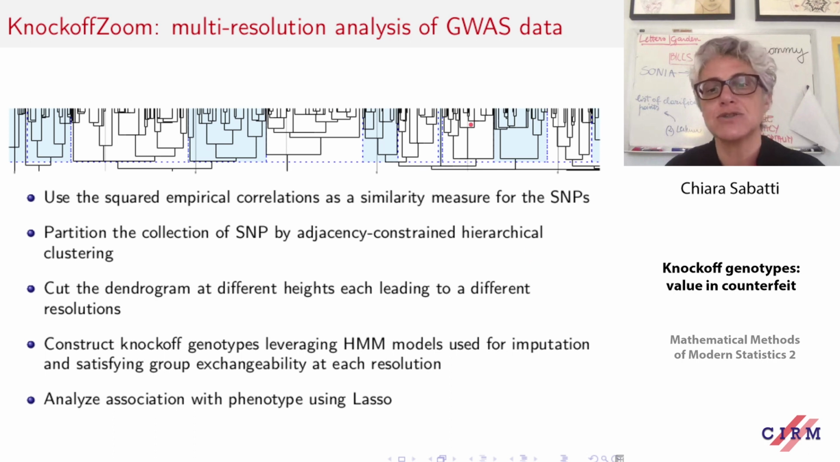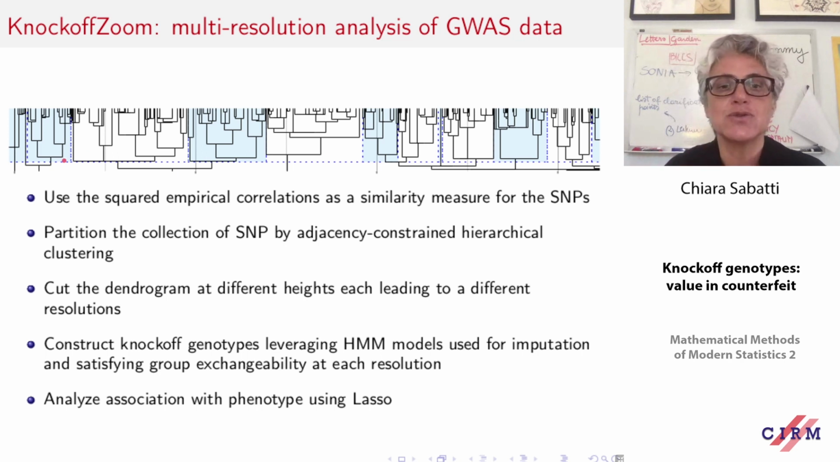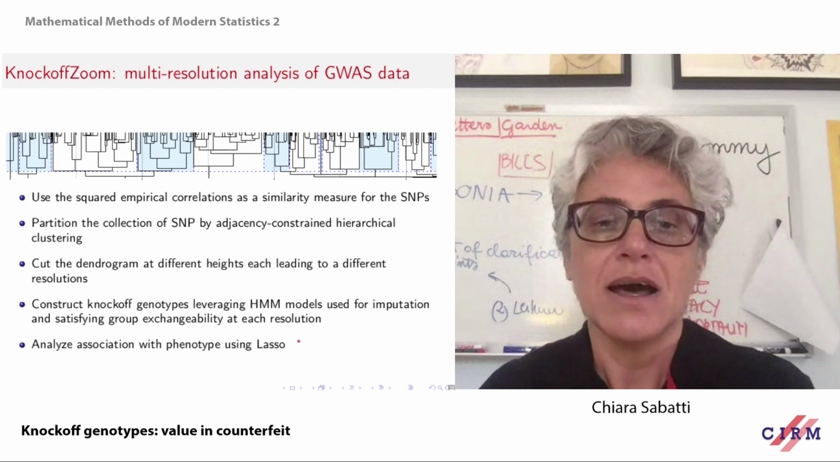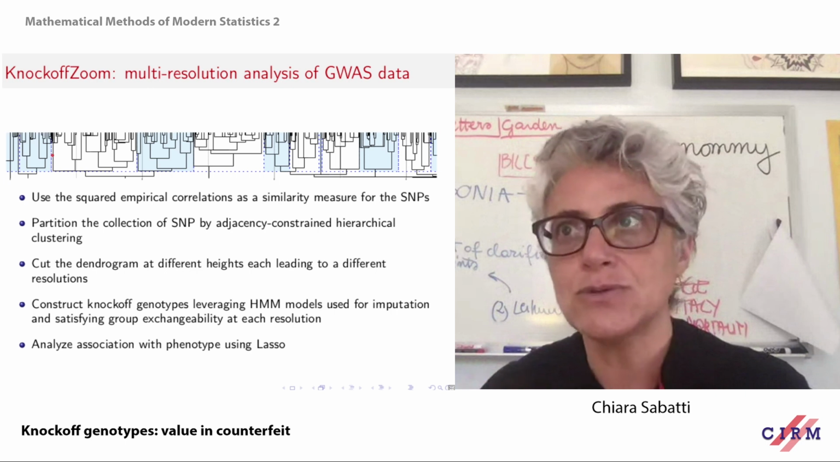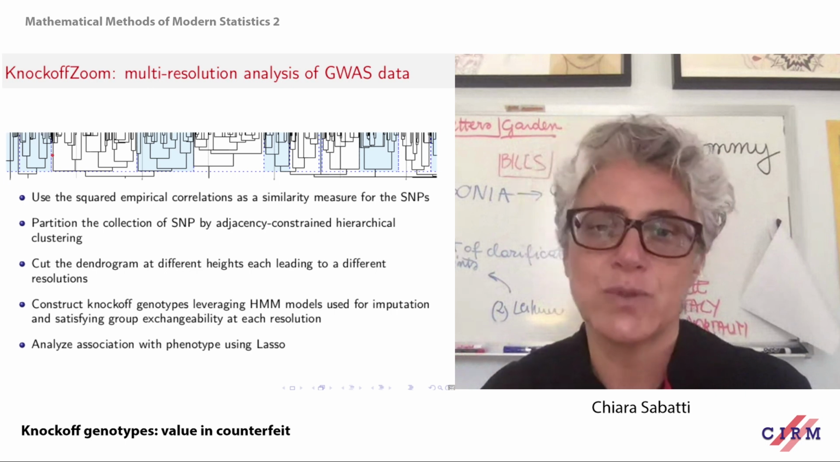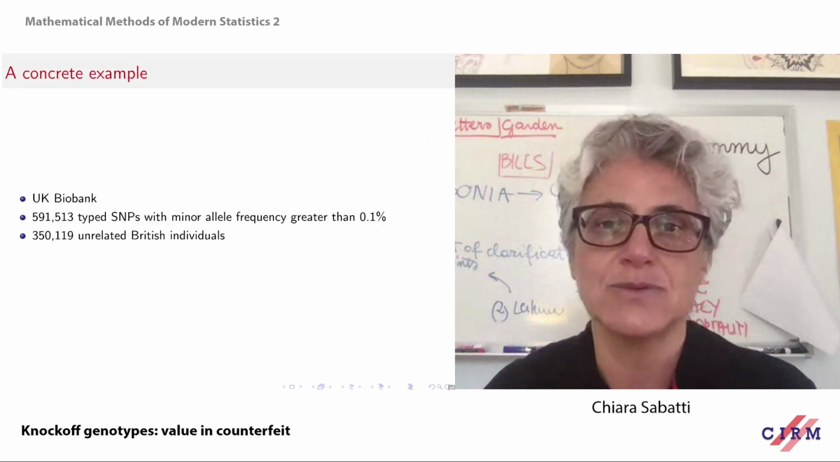So what you have here is actually a portion of one chromosome, and the shaded blue to white are the groups of SNPs corresponding to cutting the dendrogram at the level indicated by this broken line. At the top here, you have single SNPs with distance from each other represented by the correlation. Depending on where we cut, we are going to have different resolutions. For each of these different resolutions, we're going to construct knockoffs for the groups of variables, and then we're going to analyze the data using the lasso.